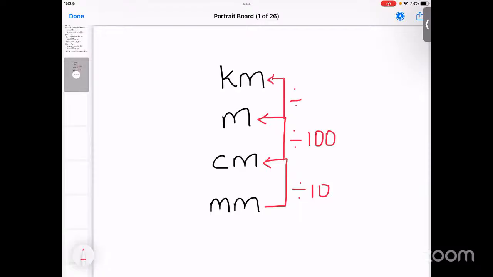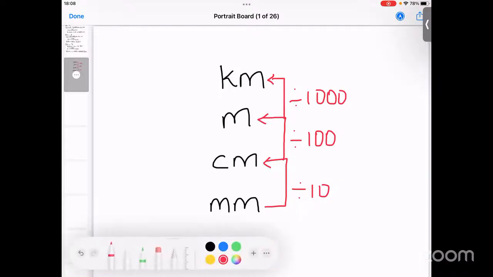And then from there, to move to kilometers, we divided by what? We divided by 1,000. So you see that division sign is like a step ladder, whereby we just step and then we jump to the one above. Climb on the step and then we move on to the one above.